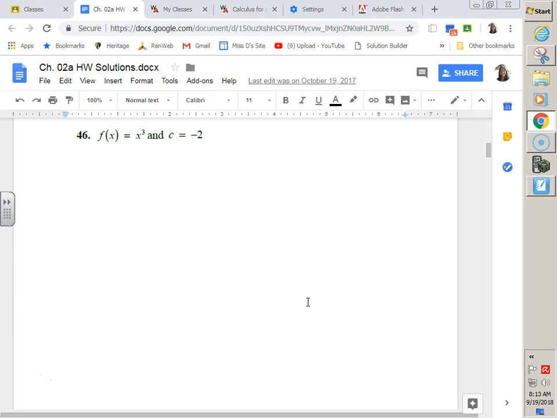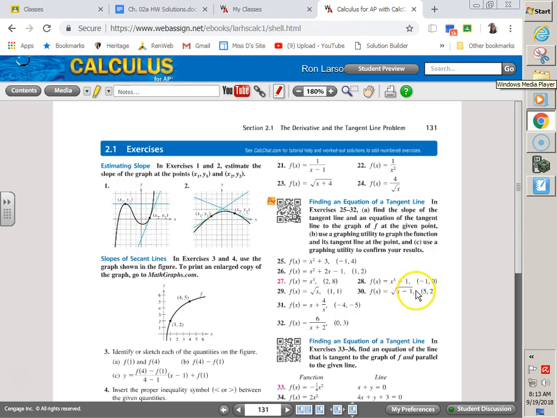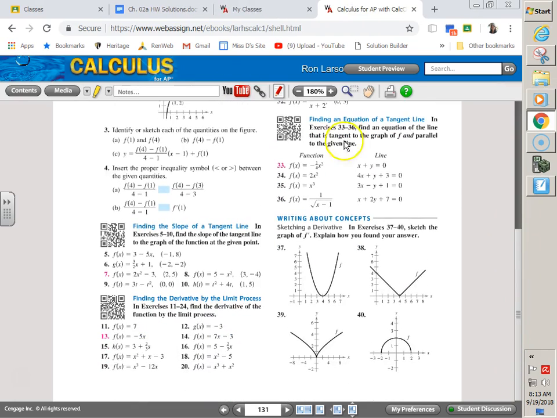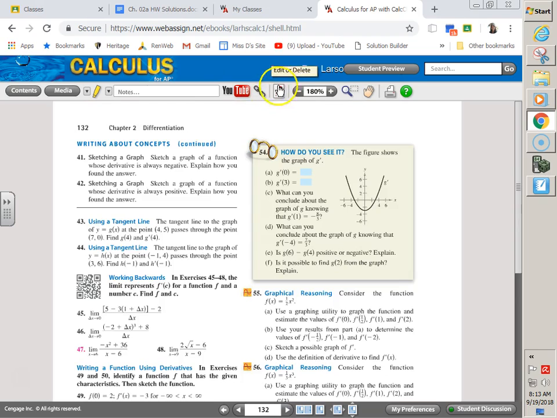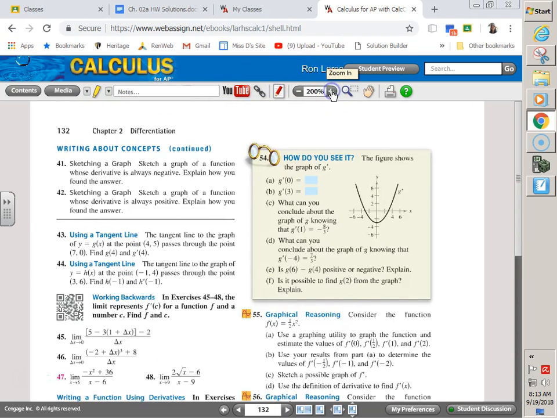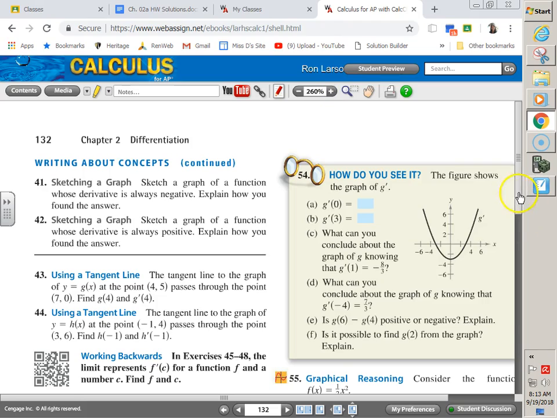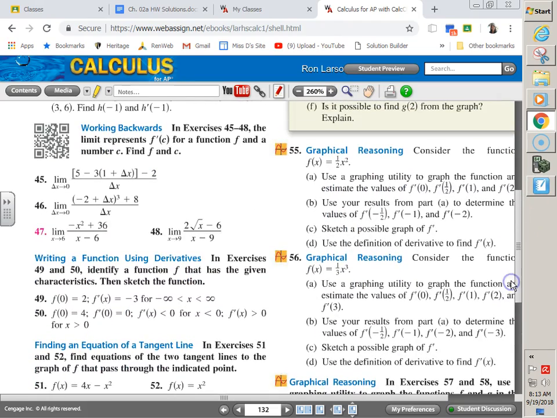Were you guys able to figure out that f of x is x cubed and c, or a, is -2? No? Oh, this was such a good question. All right, which one was that? 46. Oh, this one, as far as how this section is applied in all of AP Calculus and AP tests, this one is one of the most useful of all of homework. Did you guys watch number 47 to help you on 46?